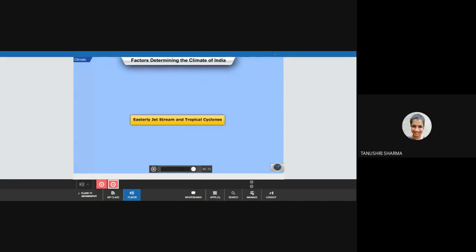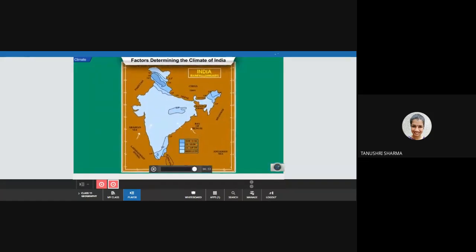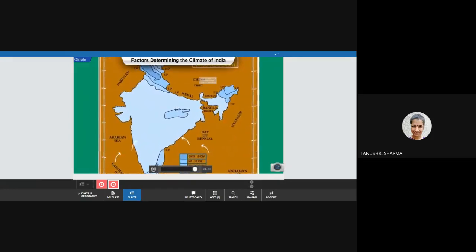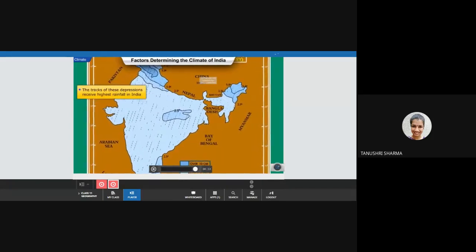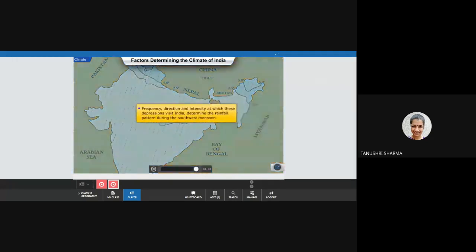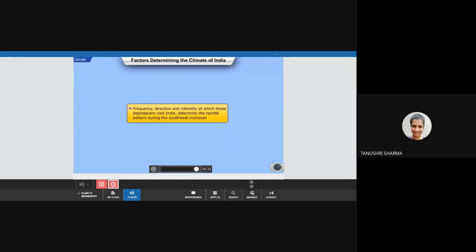Easterly jet stream and tropical cyclones. The easterly jet stream is responsible for the tropical depressions into India. These depressions play a significant role in the distribution of monsoon rainfall. The tracks of these depressions receive highest rainfall in India. The frequency at which these depressions come to India, their direction and intensity are all deciding factors for the rainfall pattern during the southwest monsoon period.